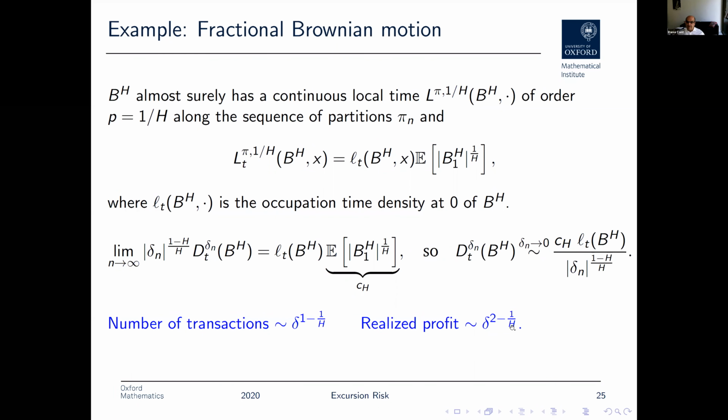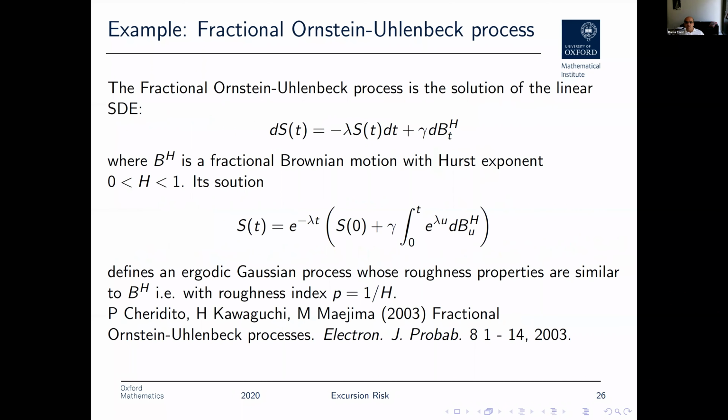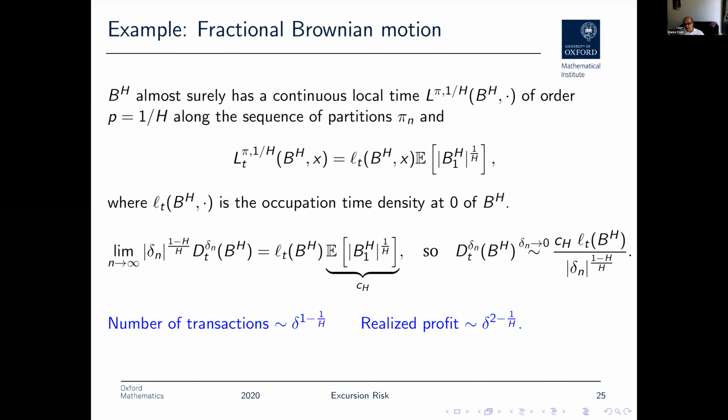For h larger than 1/2, this is going to go to infinity. For h smaller than 1/2, it's going to go to 0. And for h equals 1/2, you don't know. You have to look at it, but then we have another result which showed us that it has a non-zero limit. And the number of transactions will always go to infinity, but that doesn't mean they're profitable, because as we saw, the realized profit can either shrink to 0 or go to infinity. Okay, so that's the statement for fractional Brownian motion.